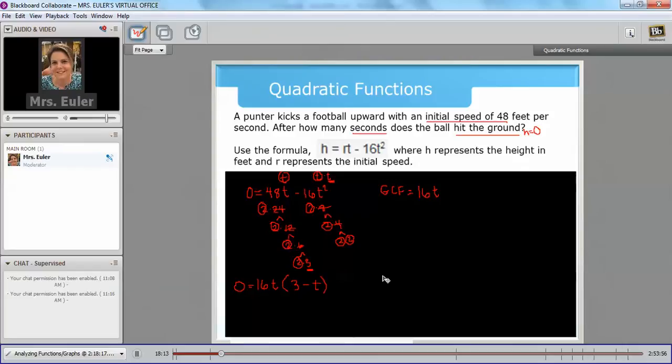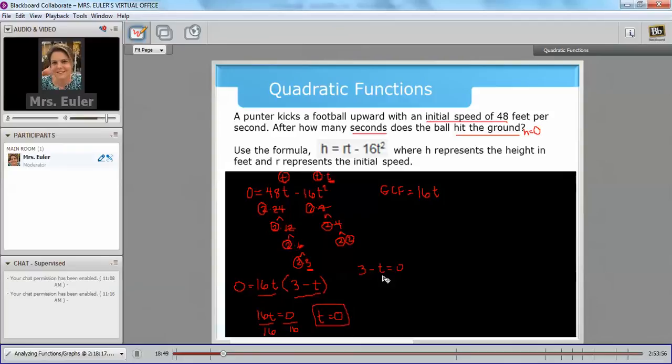So once we have it completely factored, which it is, we factored out that GCF, we're going to set each factor equal to 0. So 16t equals 0, and then we're going to solve it. And 3 minus t equals 0. And we're going to solve that as well. So back to the first one, 16t equals 0. We divide by 16. 0 divided by 16 is just 0, so we get t equals 0 is our answer.